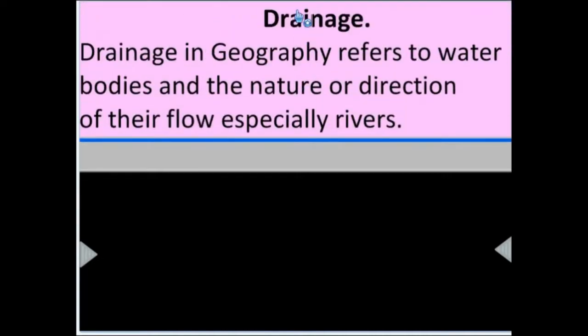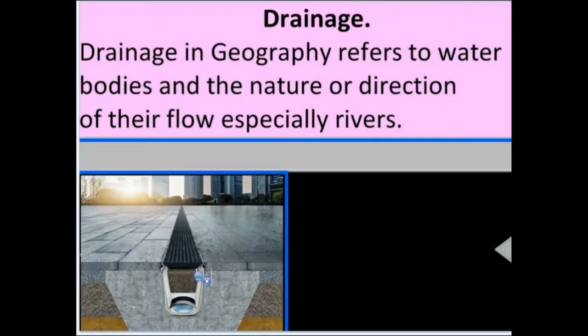Drainage in geography refers to water bodies and the nature or direction of their flow, especially rivers. It also includes lakes, all the water bodies and the way they flow. Now, for layman's knowledge, you can see this picture that shows how the water flows. If you look around here, there is no water settled on the land. It flows through the channel.